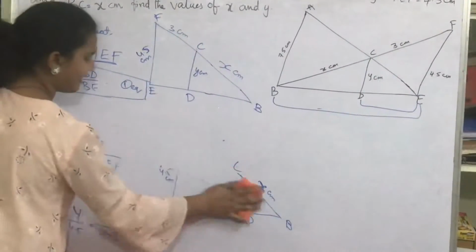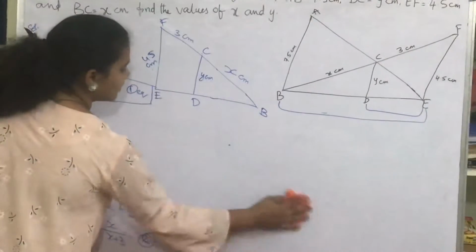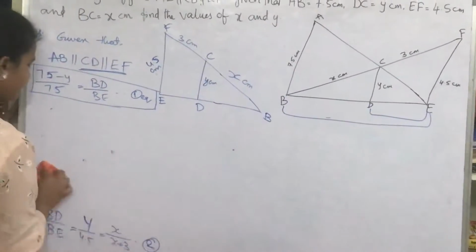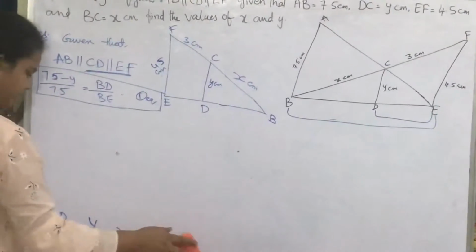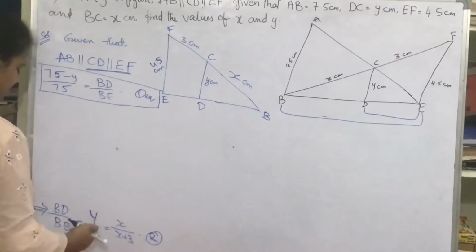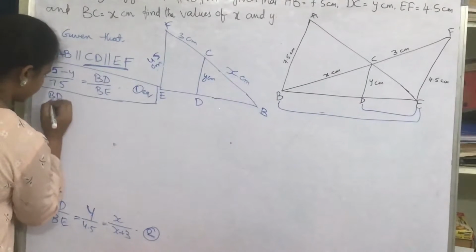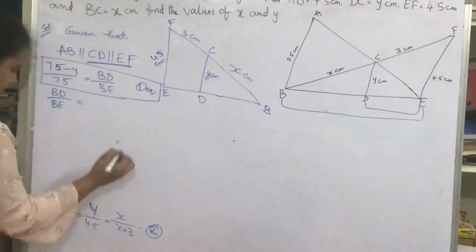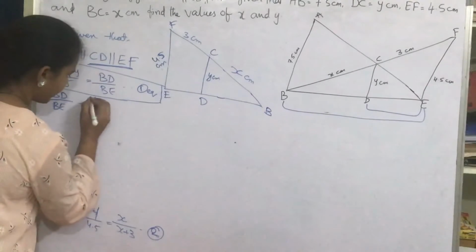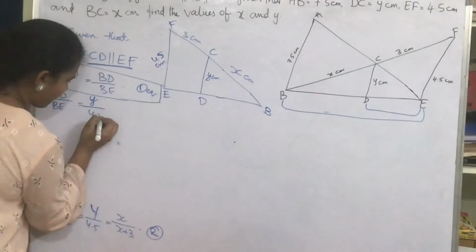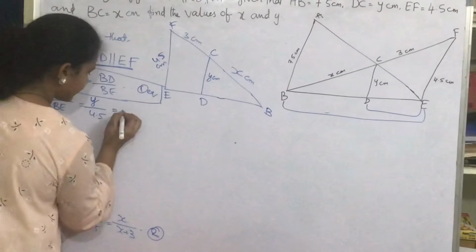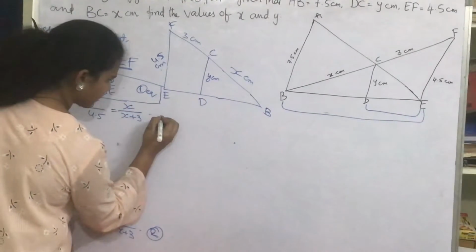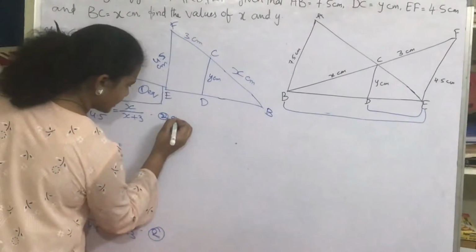Now let's find the values for X and Y. To find the value for Y, let's write down the second equation over here, where the second equation is BD by BE equals y by 4.5 equals X by X plus 3. Equation number 2, or second equation.